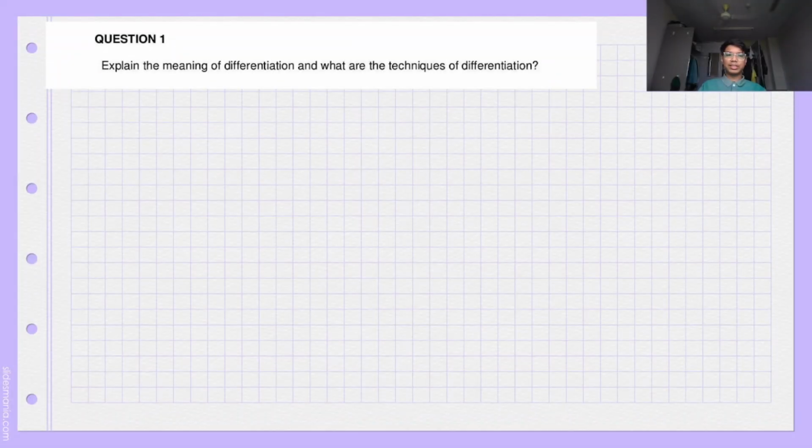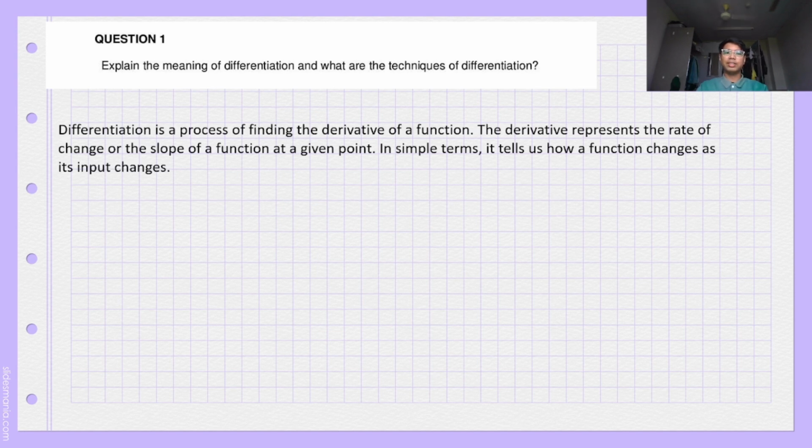Okay, for the first question, explain the meaning of differentiation and what are the techniques of differentiation. Differentiation is a process of finding the derivative of a function. The derivative represents the rate of change of the slope of a function at a given point. In simple terms, it tells us how a function changes as its input changes.